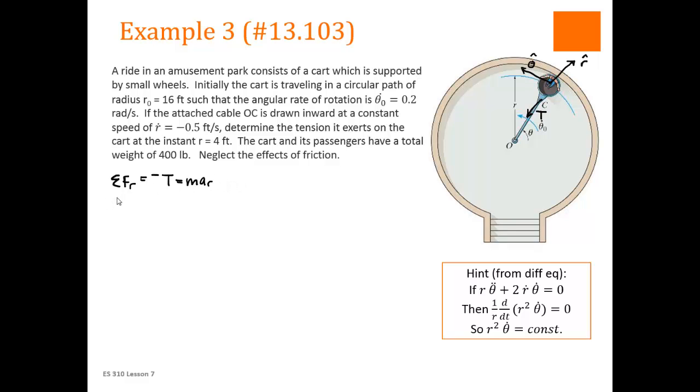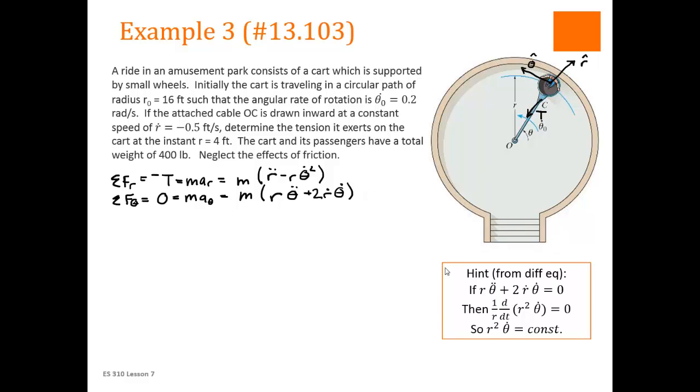And the sum of forces in the theta direction is equal to none, 0, is equal to mass times acceleration in the theta direction. Now think back and remember what the expressions for a_r and a_theta were, and we get this is mass times (r double dot minus r theta dot squared), and mass times (r theta double dot plus 2 r dot theta dot).